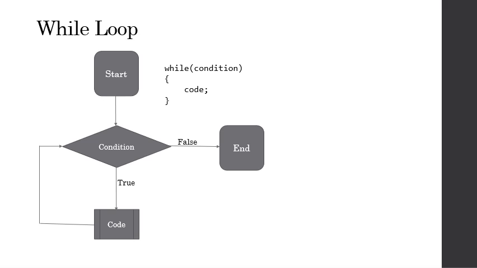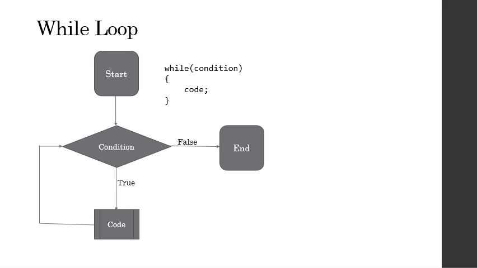The first iteration statement I'd like to talk about is the while loop. The while loop is the simplest iteration statement. This diagram shows how a while loop works. When the loop starts, the condition is checked. If the condition is true, the code inside of the loop is run. Otherwise, the program jumps to the first line of code after the loop.